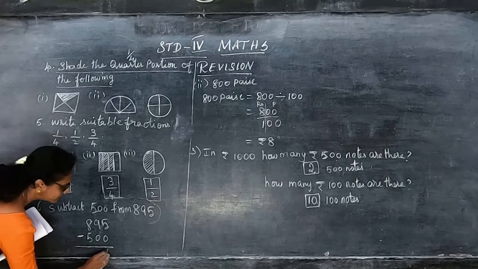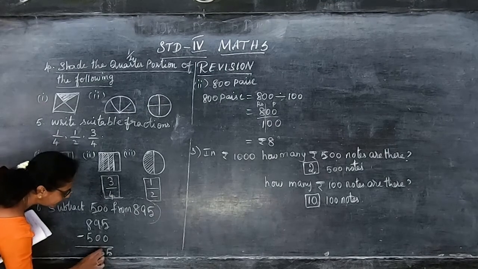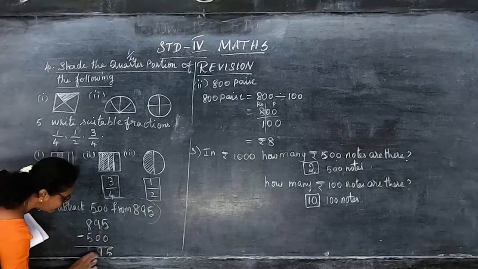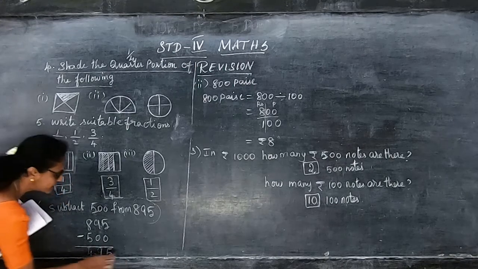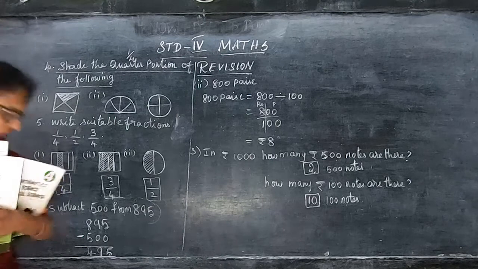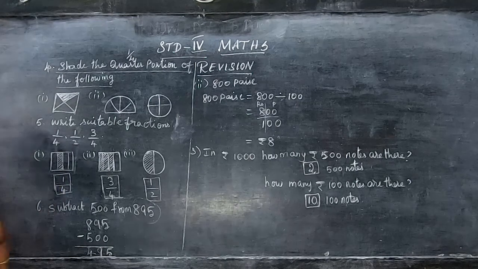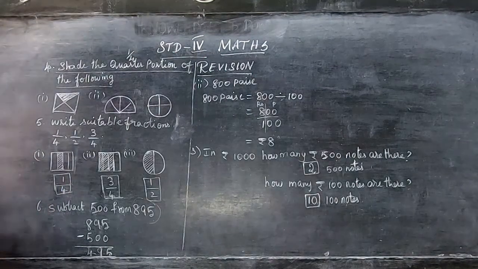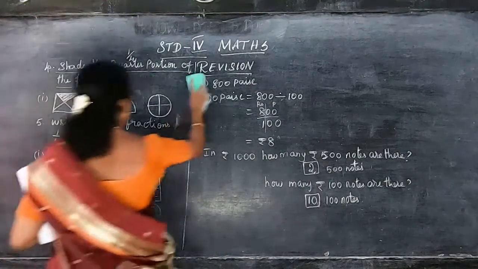So 5 minus 0 is 5. And 9 minus 0 is 9 and 8 minus 5 is 3. So put the minus sign. So answer is 495. Then the next one.